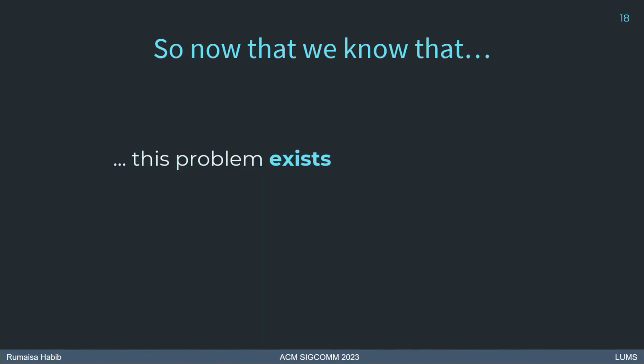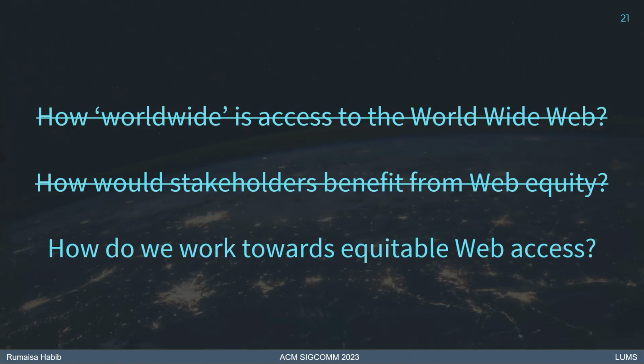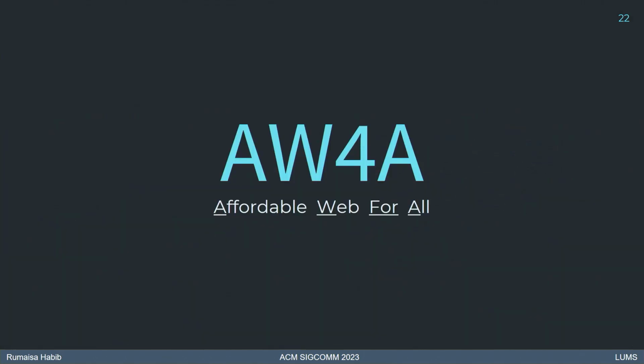So now that we know that this problem exists, it matters, and that people are willing to adopt solutions, we can move on to the third and final question, which is, how do we work towards equitable web access? And here we introduce our solution framework, Affordable Web for All. AW4A transcodes pages based on both affordability and web page quality.